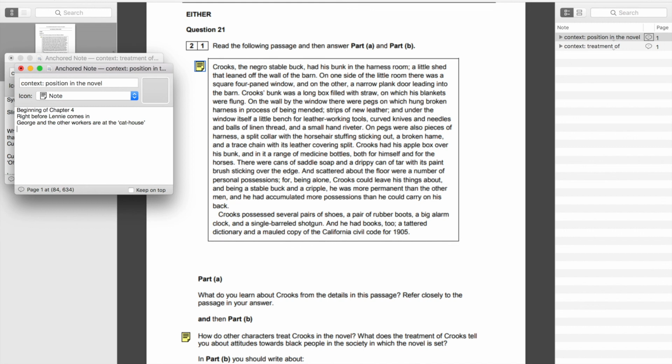Now let's have a look at the actual extract itself and annotate this more closely.